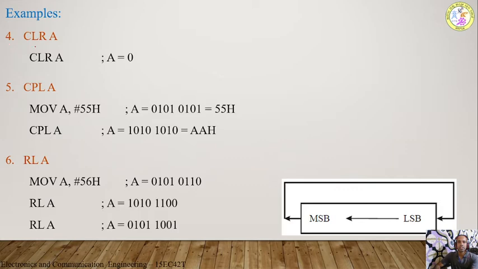Then we have the next instruction, called clear A. As you know, the function of clear is to make the content of A equal to 0. Whatever earlier content is there in the accumulator, everything becomes 0. That is called CLR A.